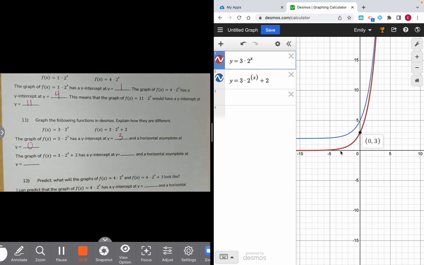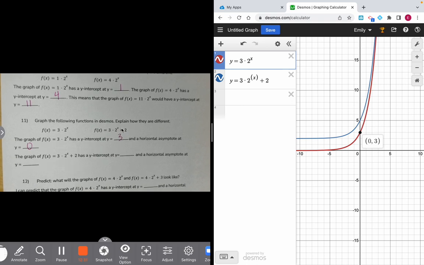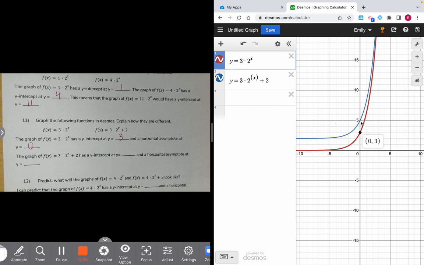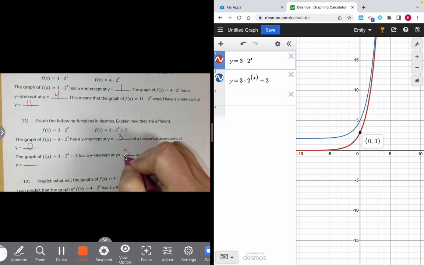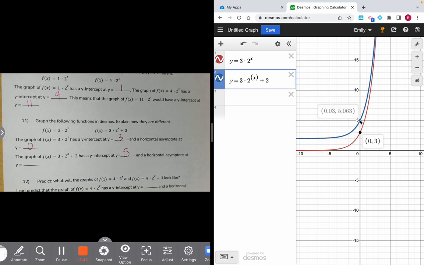Okay, but then we make a change. So we had the 3 and the 0. Now we're going to add 2 out here, and what we've seen before when we added 2 was that it was a vertical shift. So here, in theory, it should go up 2 places, and it did. So that means that I'm going to have a y-intercept of 5 here, this point right here. It's at 0, 5. And then the horizontal asymptote this time, instead of at 0, is going to be at 2, because we've moved the whole thing up 2 units.